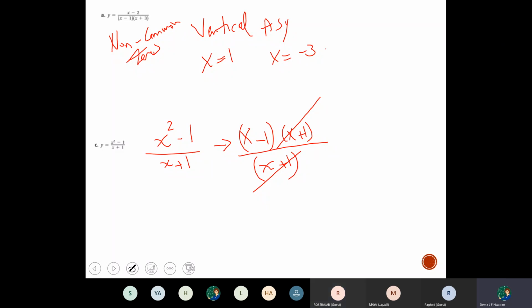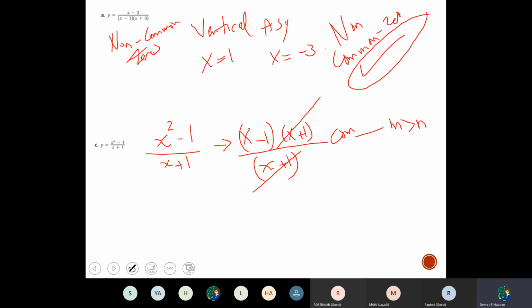Now for the common zeros, so every time for the non-common zeros, we have a vertical asymptote. But for the common zeros, I have to check if m is greater than n or m is less than n. If m is greater than n, as you see here, what is the power of the numerator? It is 2. And what is the power of the denominator? It is 1. So there's no vertical asymptote. But if m is less than n, yes, we have a vertical asymptote.